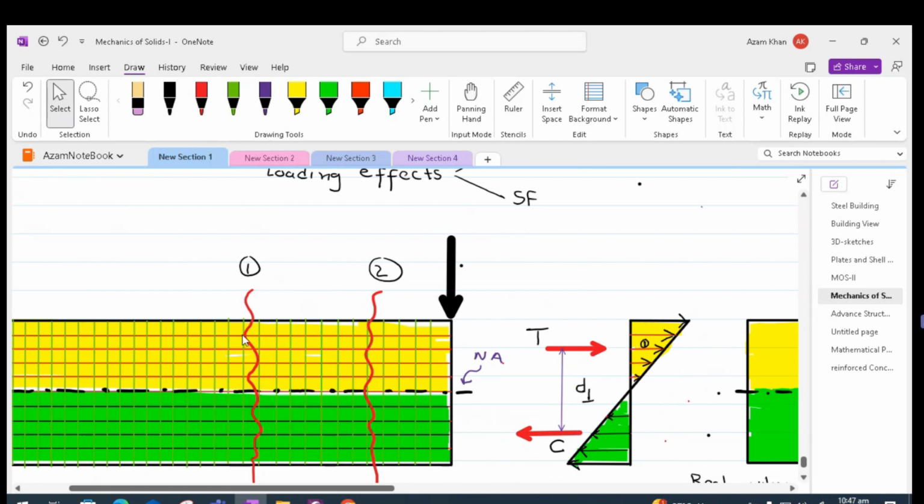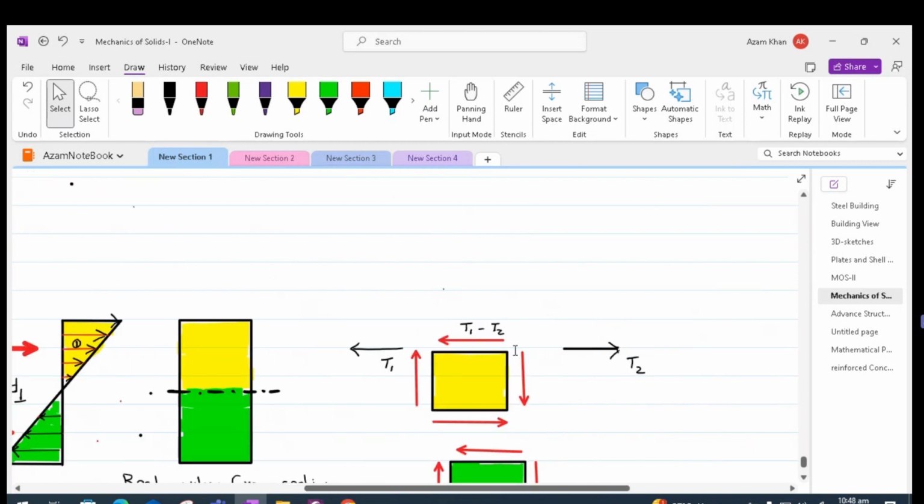So imagine we have chosen this area. In this area, at a particular fiber location, we have T1, and at section 2, we have force T2 in this fiber. Please remember that T1 is bigger than T2. So that means T1 minus T2 is a force that can cause imbalance within a particular element.